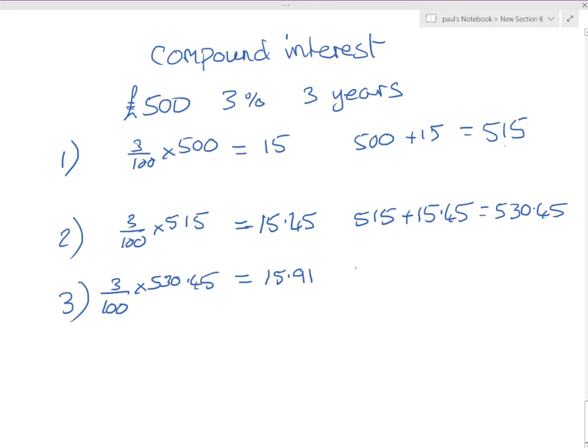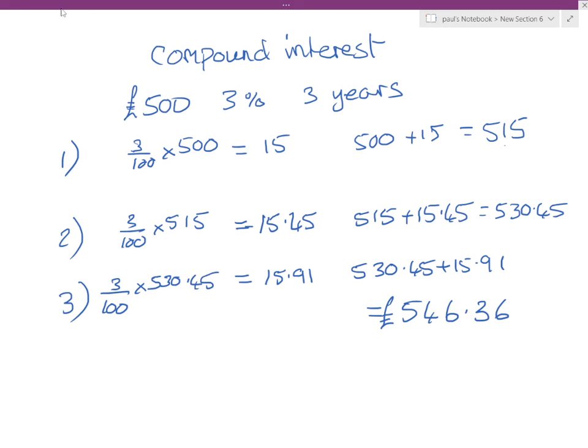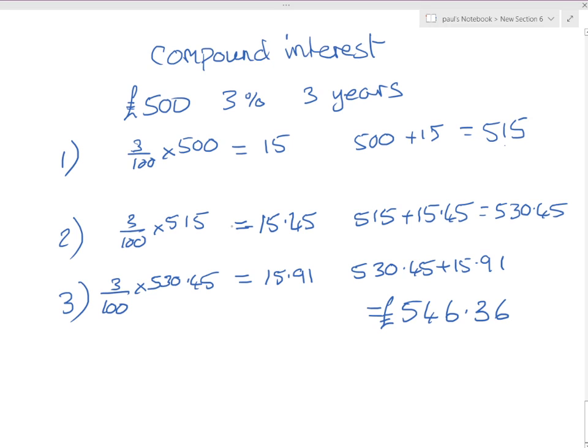So now the total amount is going to be 530.45 plus 15.91 equals 546.36. Okay. Oh, this is such a long way round, but there's a quicker way. There's a quicker way. Yeah.